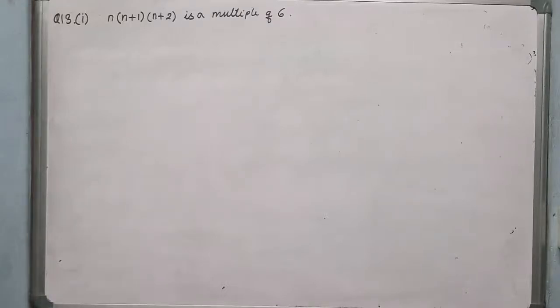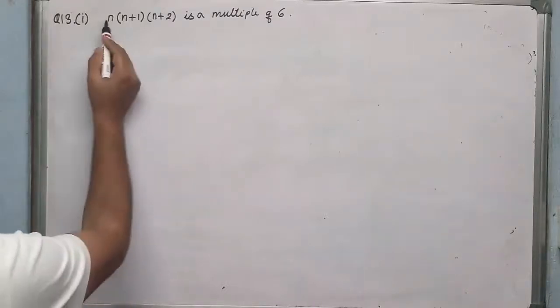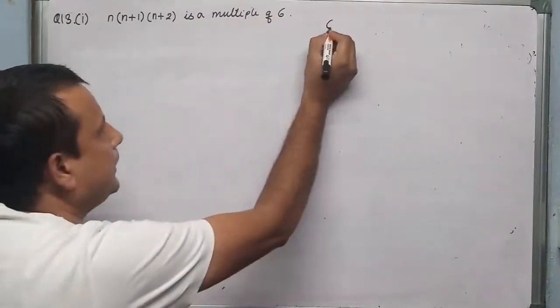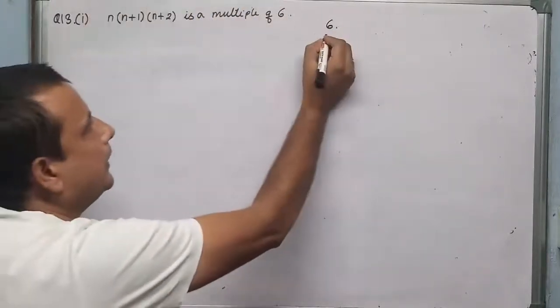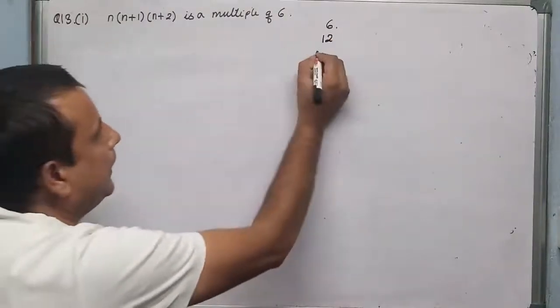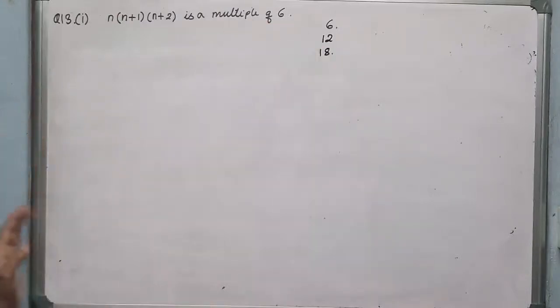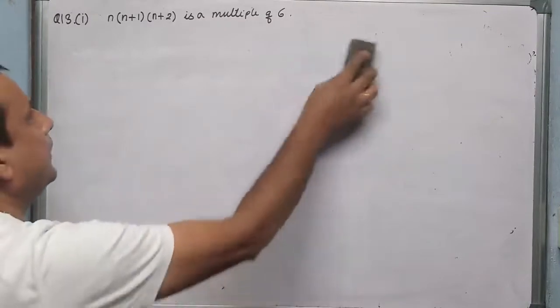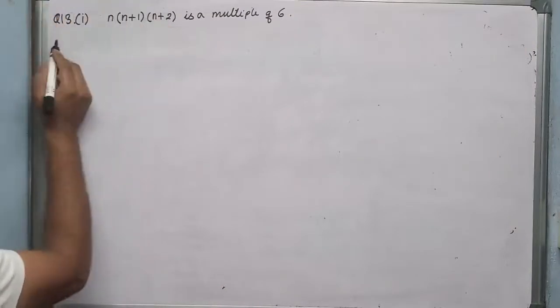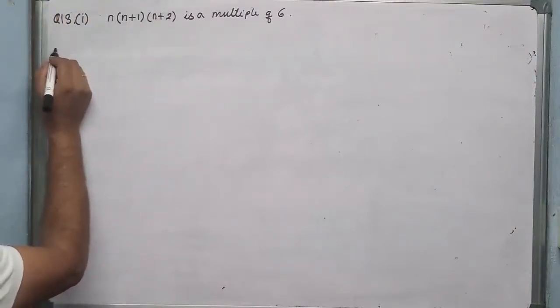Now that means the question is this: you have to prove n plus 1, n plus 2 is a multiple of 6. Now what is the meaning of the given term being a multiple of 6? 6 itself is a multiple of 6, then 12, then 18. These are the multiples of 6: 6, 12, 18, 36, 48. But you have to prove these things using the principle of mathematical induction.